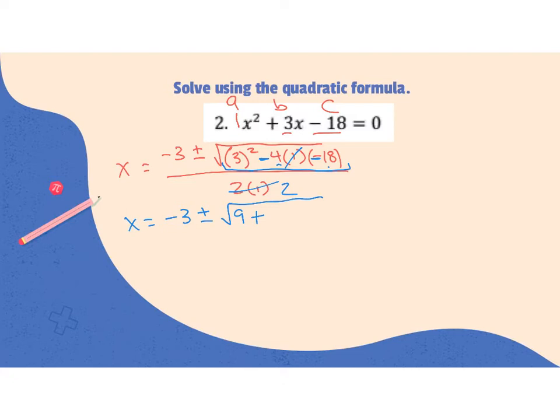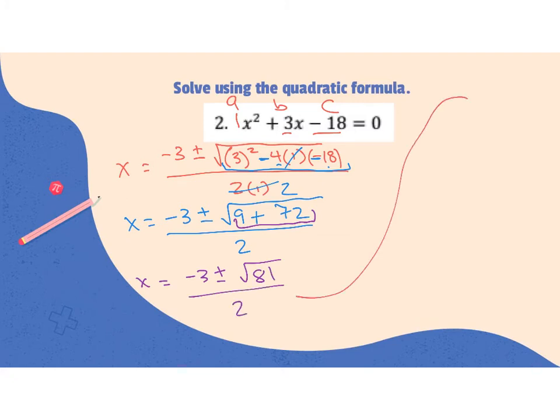So I get 72 there. I'm still dividing the whole thing by 2. Haven't taken care of that at all. Now I'm going to put those two pieces together. 9 and 72 is 81. So negative 3 plus or minus the square root of 81, all divided by 2.